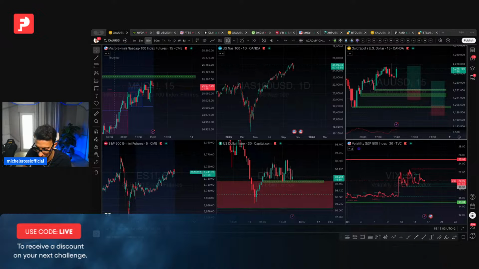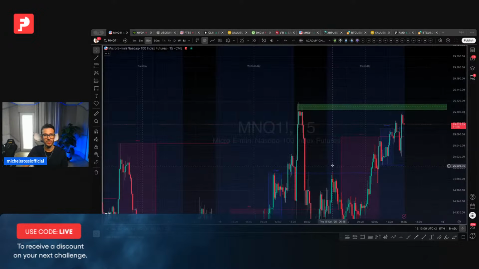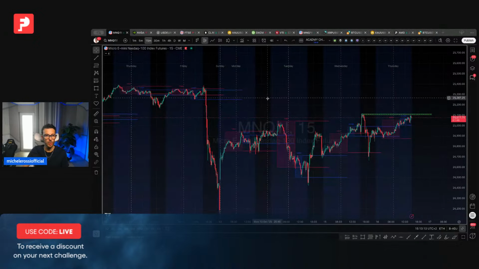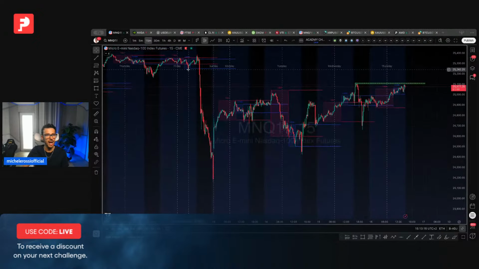So we got 15 minutes for the market open, and let's break down some charts. We got this huge move on the Nas. This is the micro e-mini Nasdaq index on the futures. We got this huge dip on the downside.